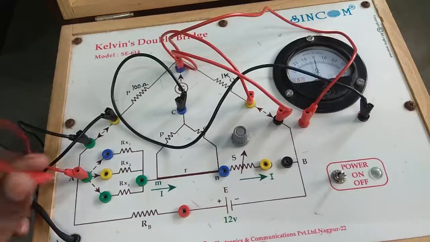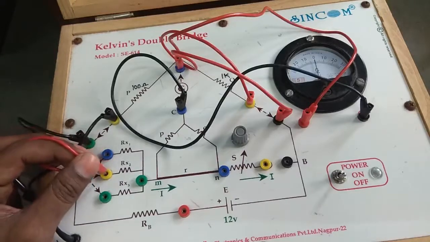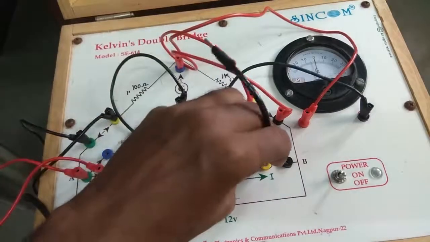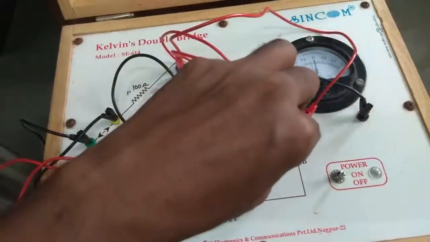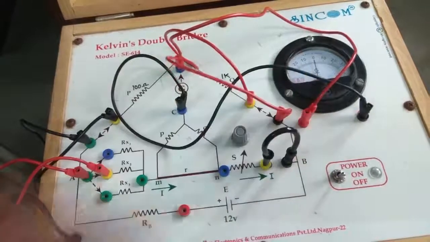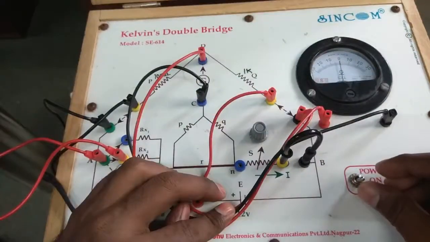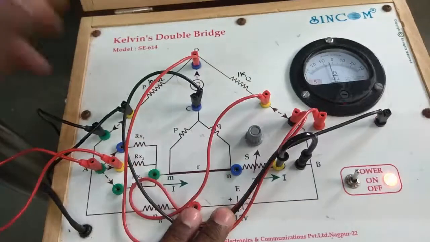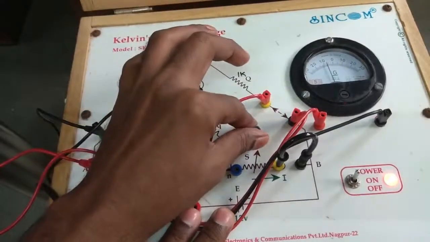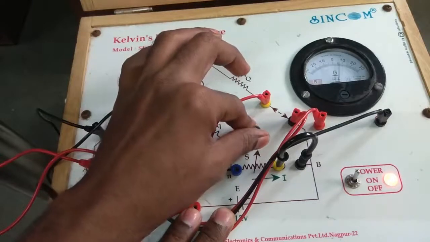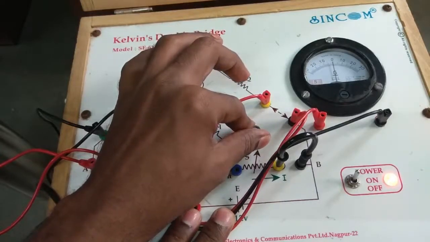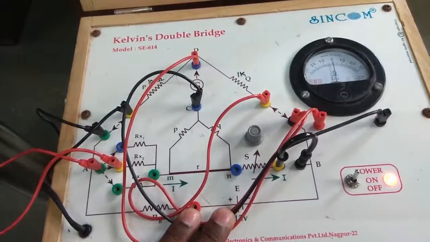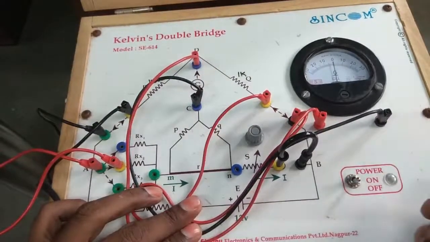Now I will connect Rx2, unknown resistance Rx2, to the circuit, and this standard resistor S also to the circuit. And now I will switch on the supply. And now I will balance the bridge. You can see the bridge is balanced now. Now I will switch off the supply to the kit.